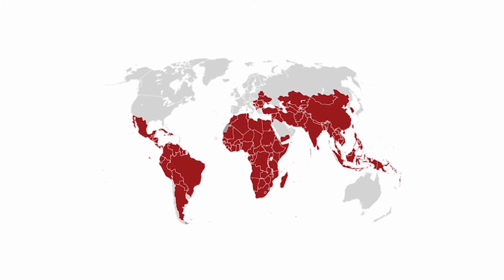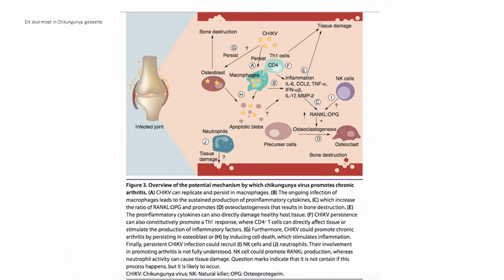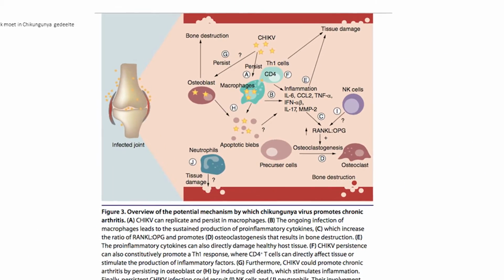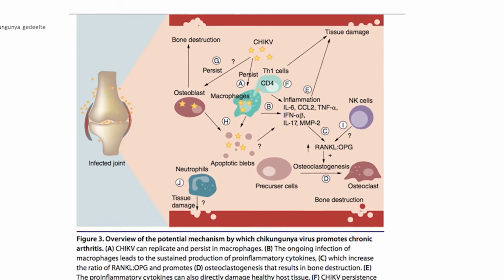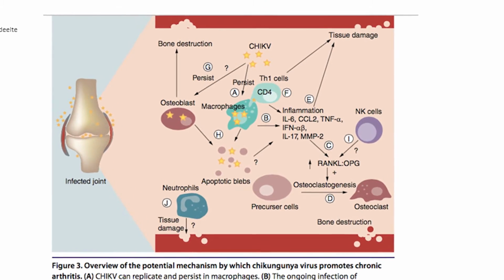We do not really understand why certain patients develop acute disease, why they resolve the infection, and why others do not. So just like with dengue, there is no way to prevent infection, there is no way to treat patients with chronic arthritis, chronic joint pain, and there is no way to predict who will develop chronic disease.